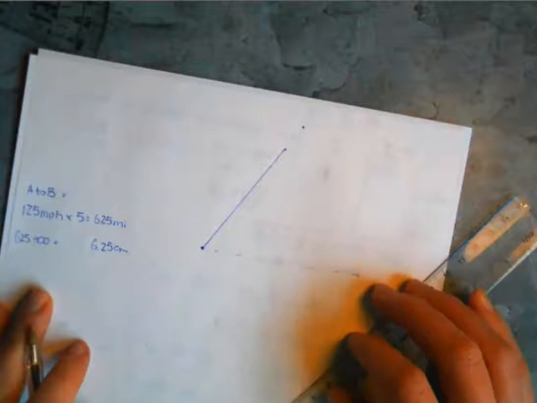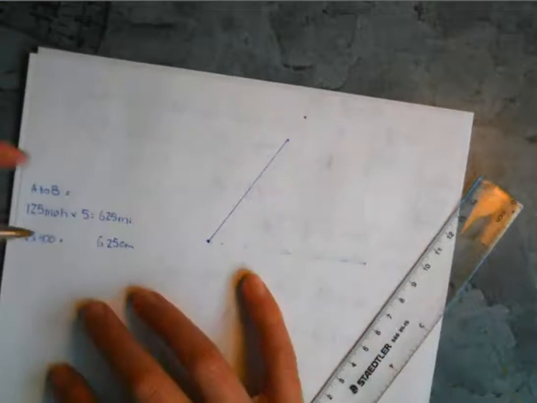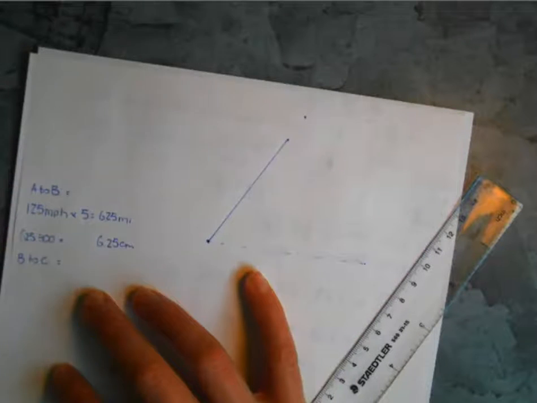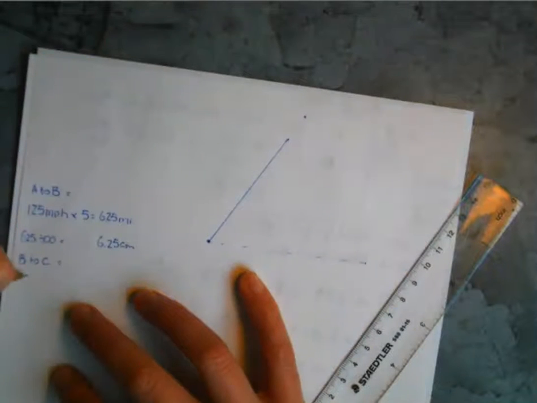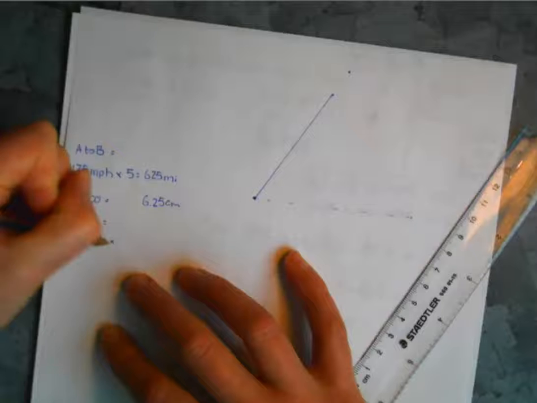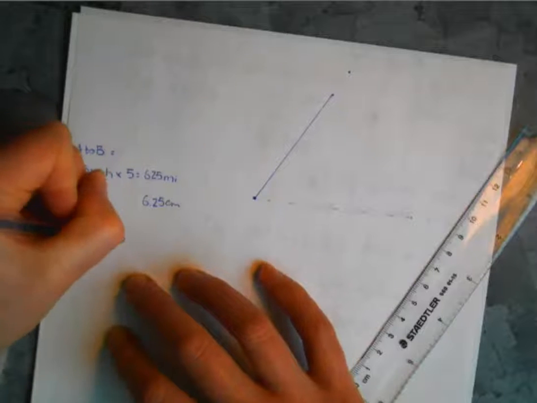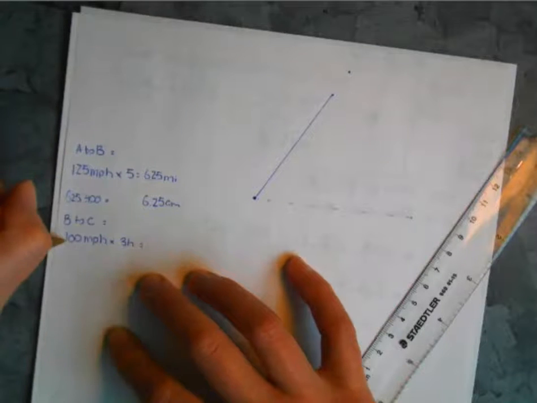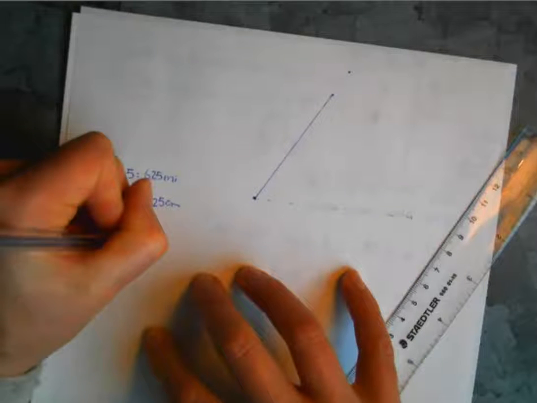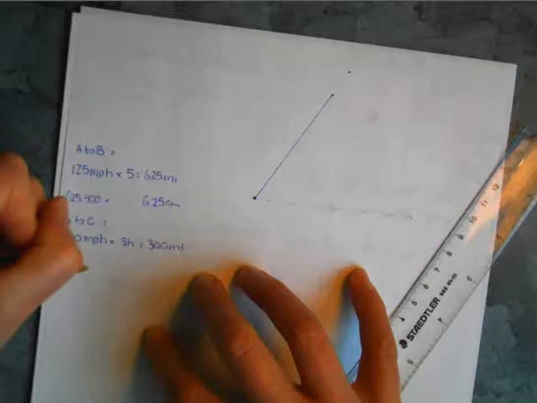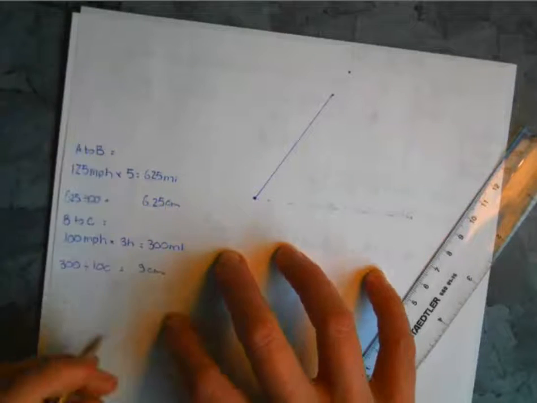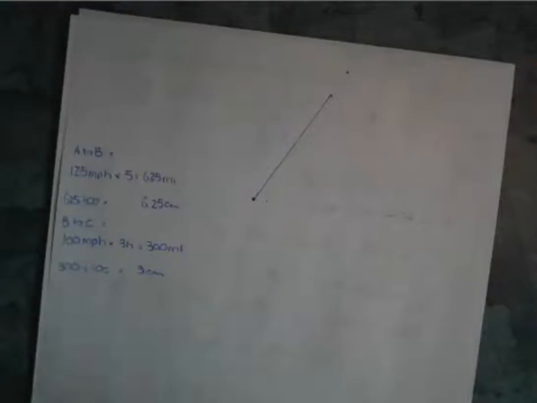Okay, then the next component was where he flies from B to C. So maybe let's first solve for the distance for this one. So from B to C, it says he goes 100 miles per hour, and he travels that speed for 3 hours. So if he's going 100 miles each hour and he does 3 hours, that's 300 miles. So 300 divided by 100, using the same scale factor, of course, gives us 3 centimeters. Okay, so we need to look for direction.